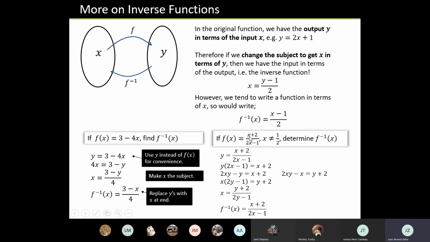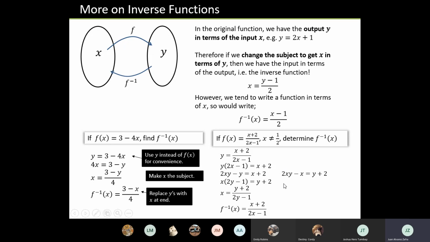So first of all, we let y equals (x plus 2) over (2x minus 1). We now need to make x the subject. How do we do that? We multiply by the denominator, 2x minus 1. We multiply out. We now collect all the terms that involve x on one side, and all the terms that don't involve x on the other side, because we're trying to make x the subject. So by collecting all the x's on the left-hand side, we get 2xy, bringing over this x, we get minus x, equals, bringing everything else onto the other side, y plus 2.